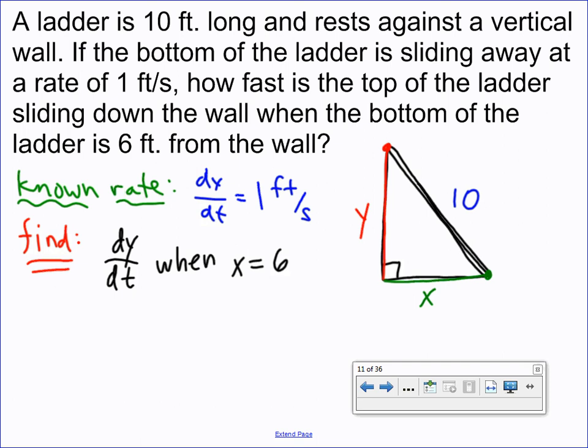Is it 10 squared equals x squared plus y squared? Absolutely. So if we have a right triangle, right, a right triangle, then we know the Pythagorean theorem can be used to relate the side length. So x squared plus y squared equals 10 squared. Perfect. Thank you. All right.